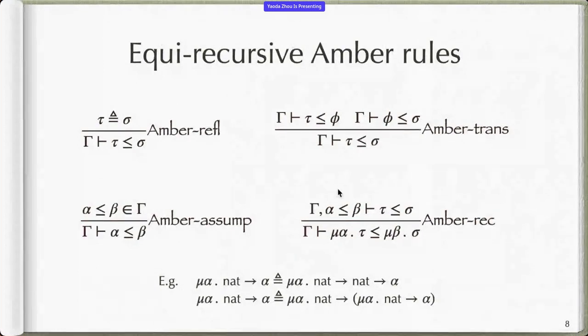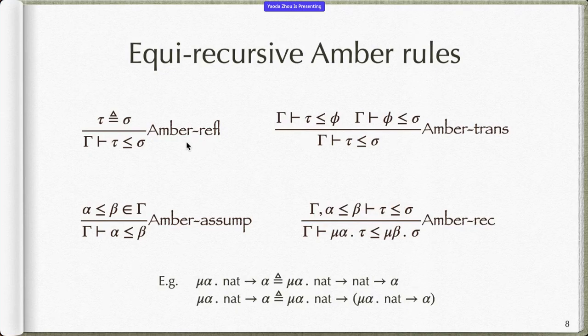And the most important rule is the recursive rule. It says that if we check whether two recursive types are subtypes, then we just need to check if their recursive bodies are subtypes by assuming that the subtyping relation holds between the recursive variables. And we also have the assumption rule, which says that two recursive variables are subtyped when their subtyping relation is stored in the context. And note that the transitivity rule is also required to be built in.